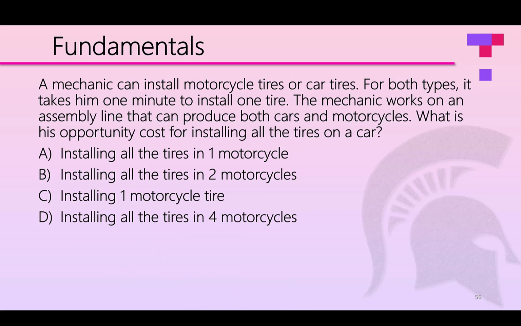Next, a mechanic can install motorcycle tires or car tires. For both types, it takes him 1 minute to install one tire. The mechanic works on an assembly line that can produce both cars and motorcycles. What is his opportunity cost for installing all the tires on a car? So go ahead and read the choices.